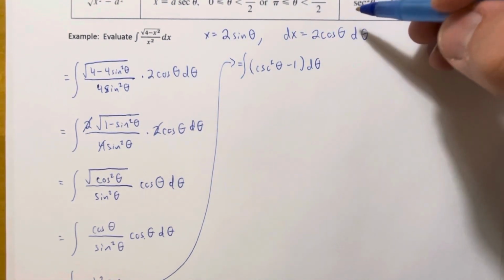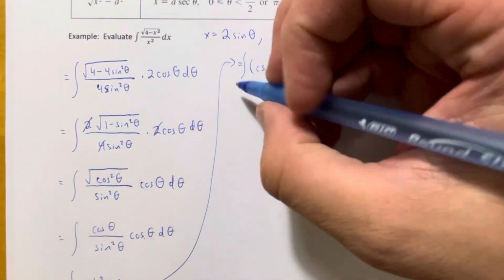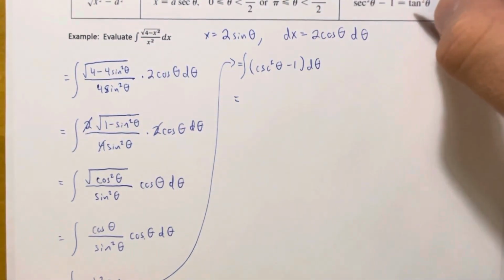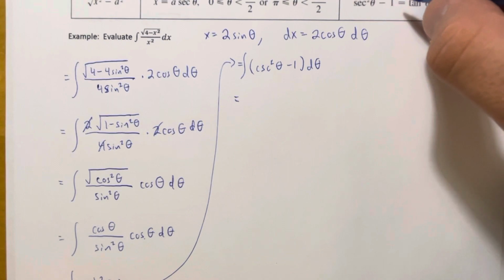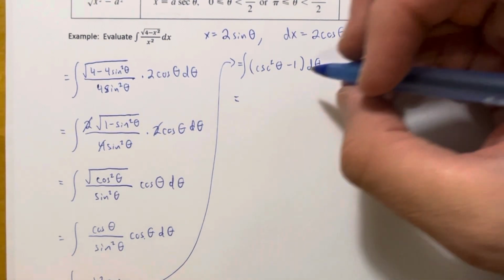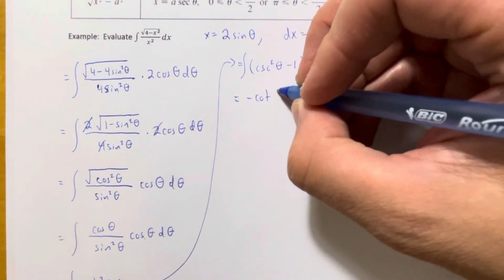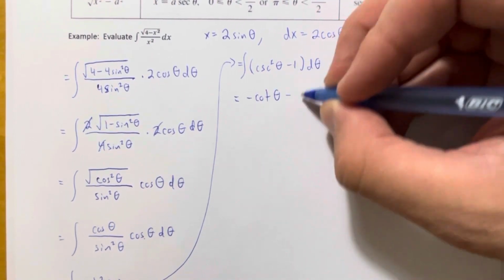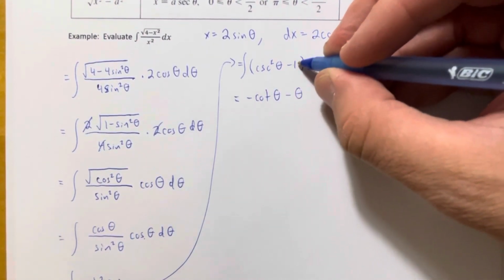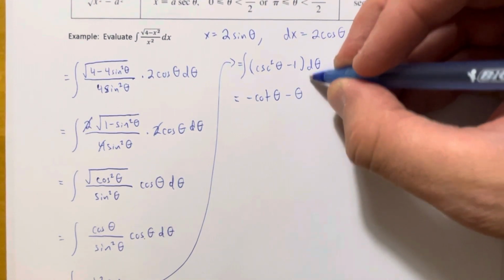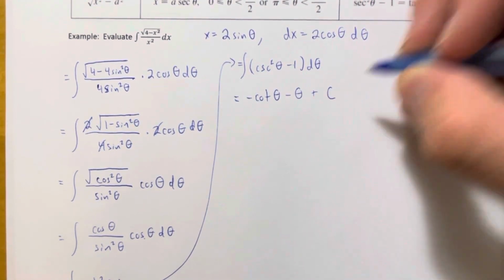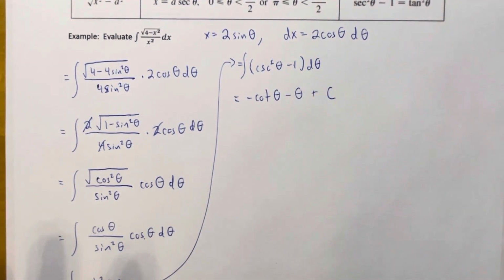The benefit of converting this integral to this form is I actually do know an antiderivative for cosecant squared. That is going to come out to just negative cotangent of theta. Here I'm going to get minus theta, because that's the integral of just that constant function. Remember, my variable is theta. And then I get a plus c. So am I done?